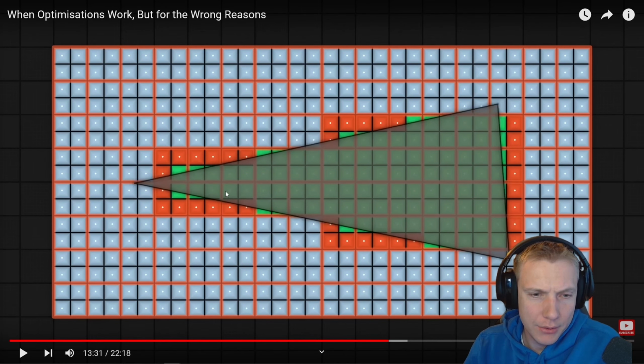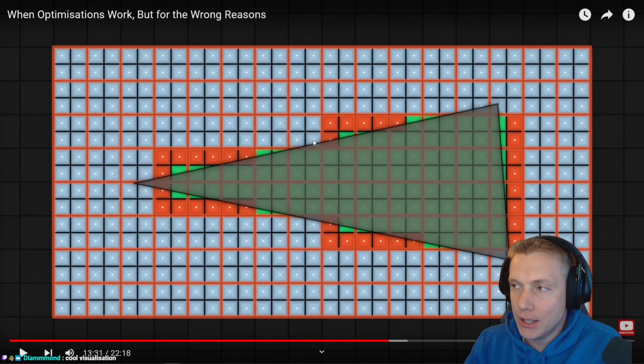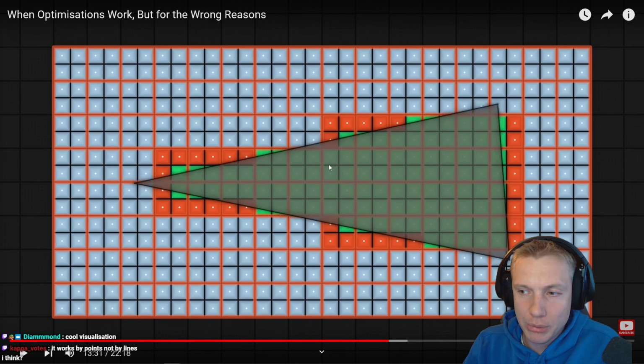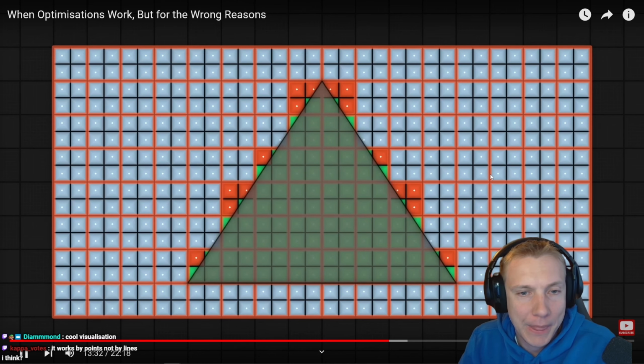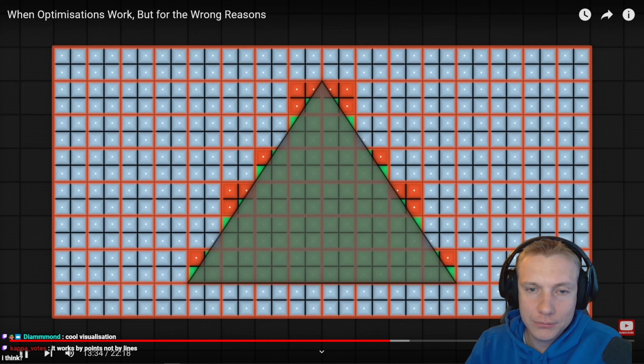Wait a minute. Shouldn't it calculate this too here, simply because it touches this? Or is there a calculation that says, oh well, we're not hitting the middle point enough of one of the four rasters so that it will never be filled? It works by points, not by lines. I think it works by points. So not enough of this is filled, right?